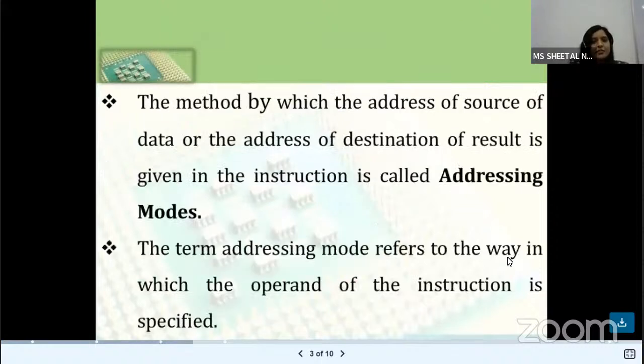In the 8085 microprocessor, the method by which the address of the source of data or the address of the destination of result is given in the instruction is called addressing mode. The term addressing modes refers to the way in which the operand of an instruction is specified. In the 8085 microprocessor, we have five types of addressing modes.